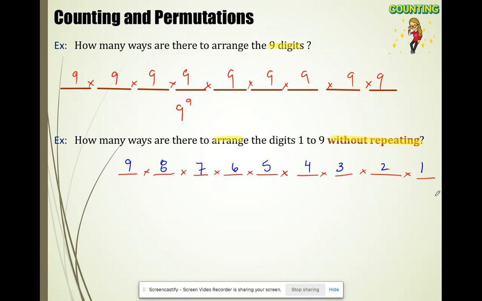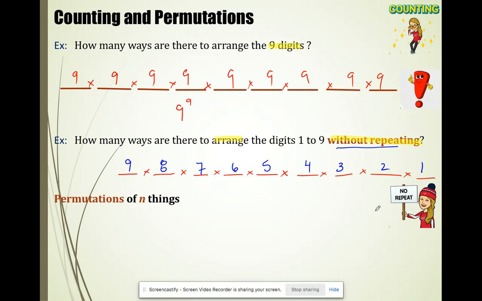So it's still the multiplication principle of counting, but we have a different name for this because I need to make sure I remember without repeating. Permutation of n things is the word for counting without repeating. There are n! permutations. A synonym for permutation is arrangement for n things.